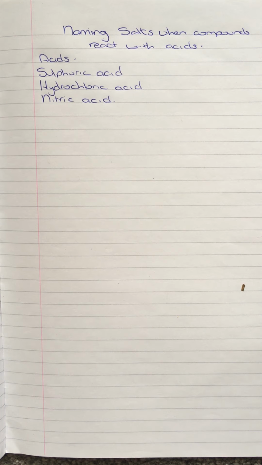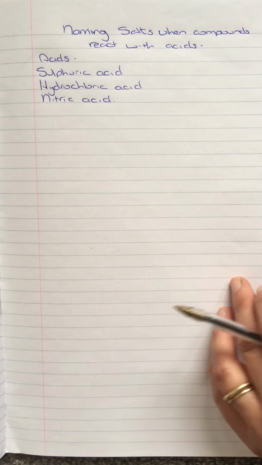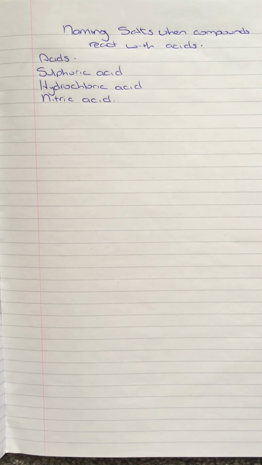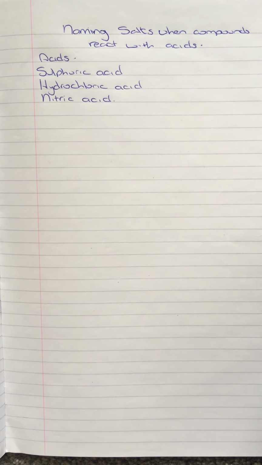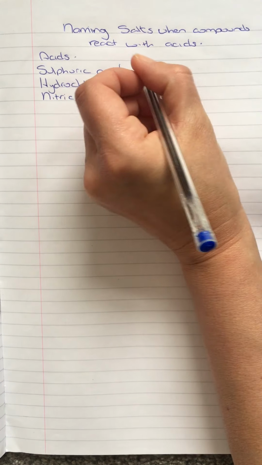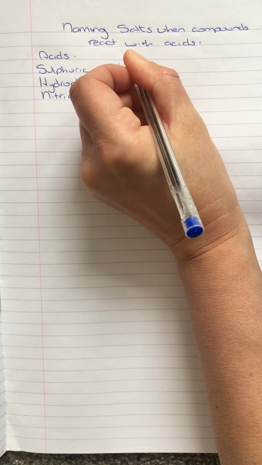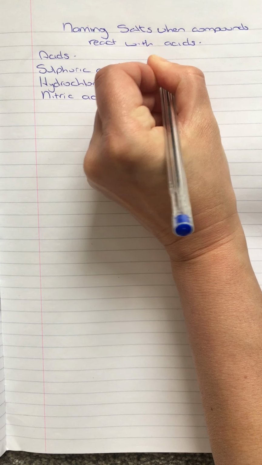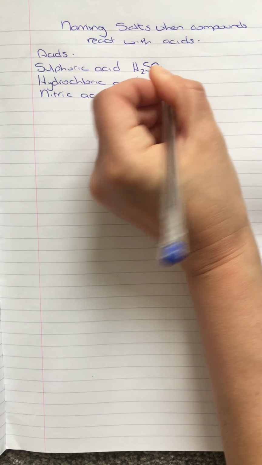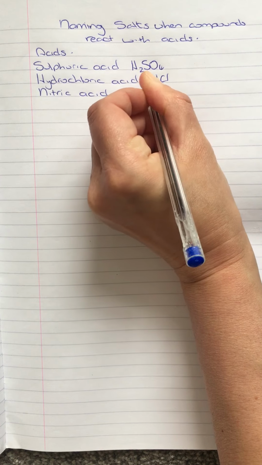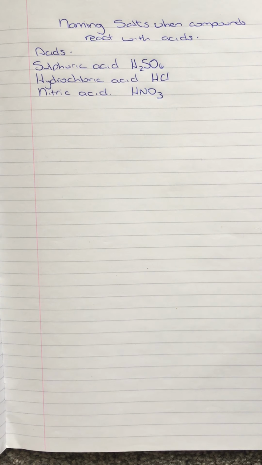I'm going to talk to you about naming salts. So when metals react with acids, the products that you get. Now it's really important that you know the three main acids that you use at GCSE. They are sulfuric acid, the formula for that is H2SO4. Hydrochloric acid, HCl. And nitric acid, HNO3. Just as a quick side note, they're all acids because they all contain hydrogen ions.